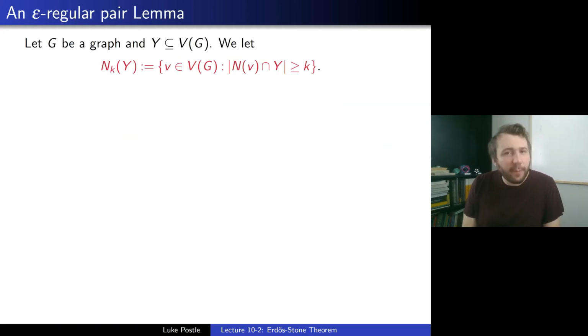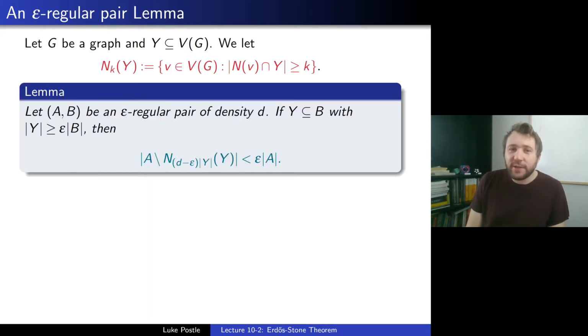But the blow-up lemma will take some work. So we're going to need a lemma first about epsilon regular pairs. So to do that, let me define some notation. Let G be a graph and Y be a subset of the vertices. We let N_K(Y), and this really isn't standard at all, but it'll be useful for a proof of the blow-up lemma, be the set of vertices with at least K neighbors in Y.